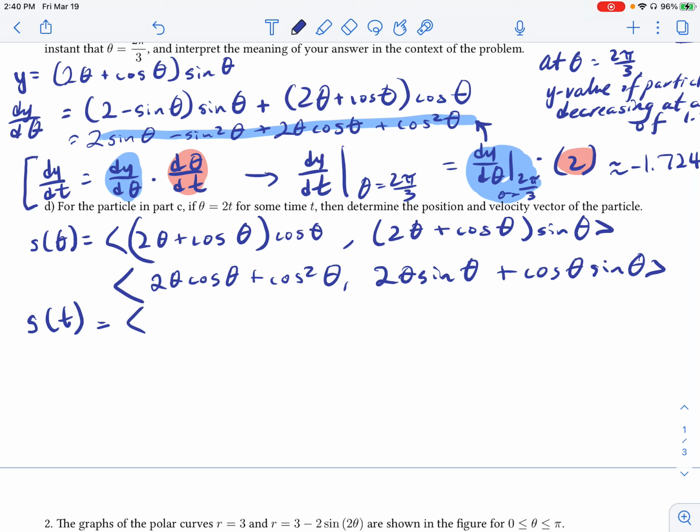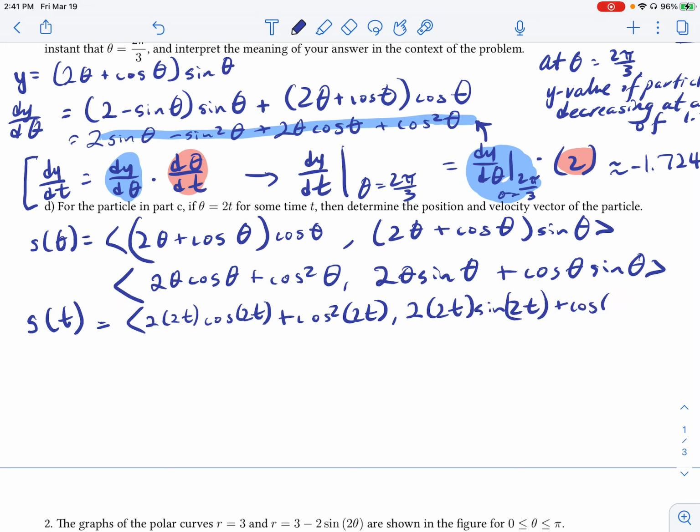So we're going to write this as 2 times 2t cosine 2t plus cosine squared 2t, and then 2 times 2t sine of 2t plus cosine of 2t and sine of 2t. We haven't even done any differentiating yet, but we've got all that. So you could clean that up and get the position function, although you could leave it as it is. You might as well clean it up since we're going to need to differentiate this in a moment to find our velocity vector.